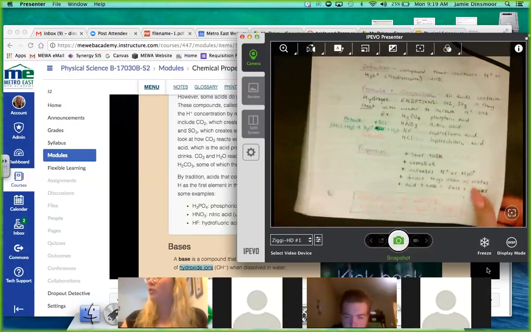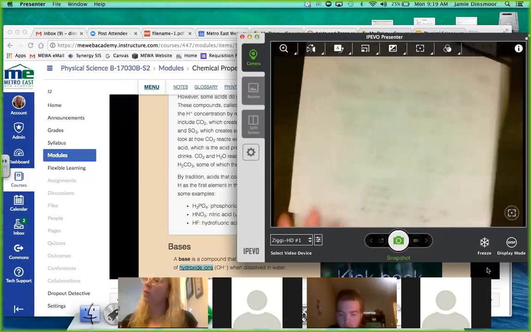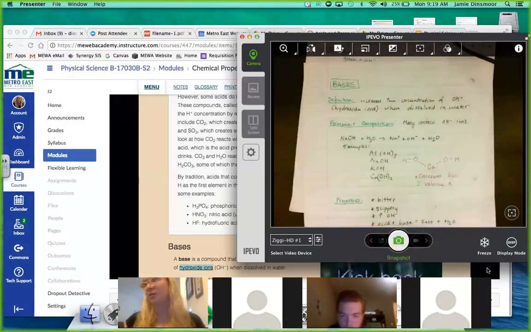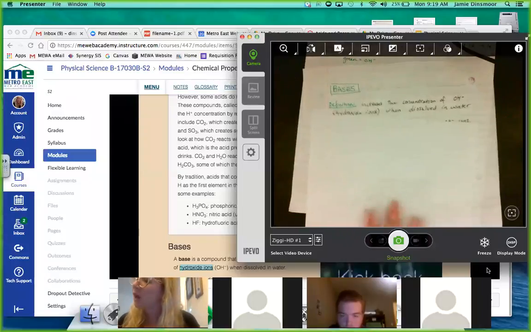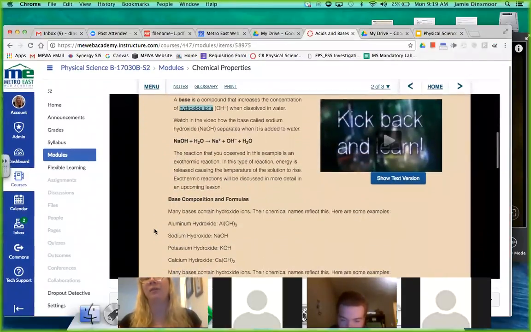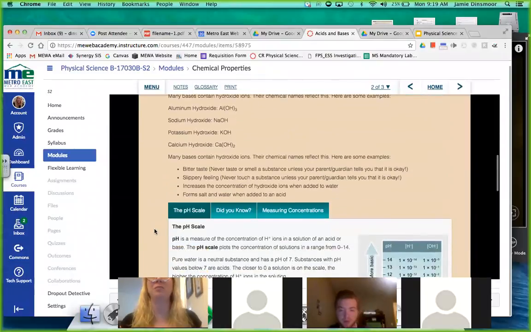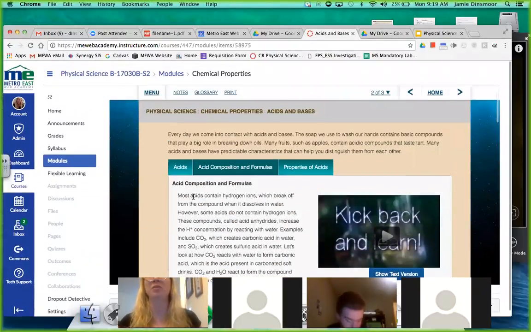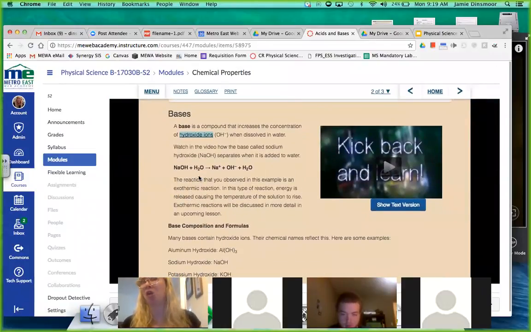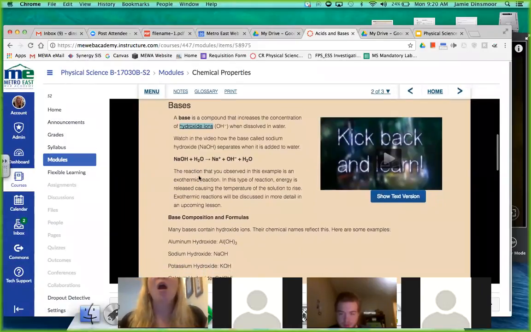All right, we're going to move on to bases now, which, as we can imagine, are basically the opposite of acids. Same exact setup here. We're going to do the definition, the properties, and the composition and formulas. And for some reason, they didn't make a little tabbed box for bases like they did for acids. Not sure why. We're not going to watch that lady's video because it's the same thing, basically. But we will quickly go through this.